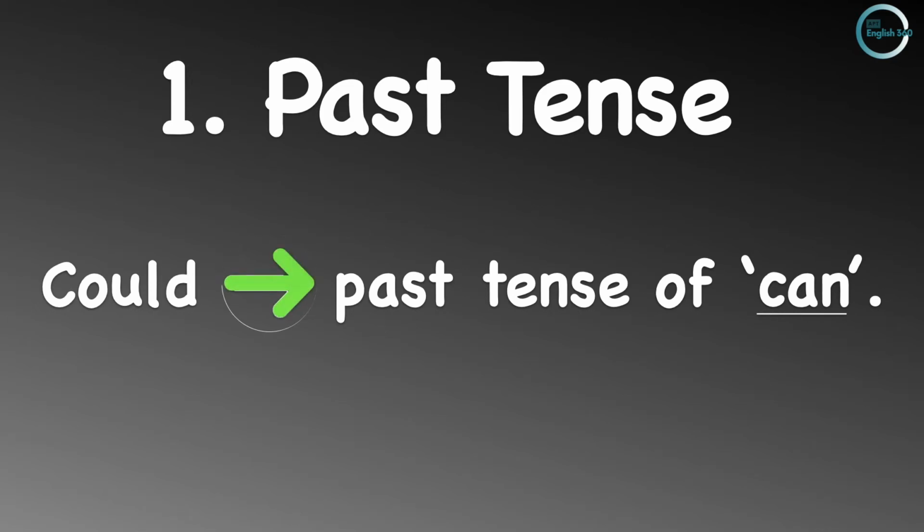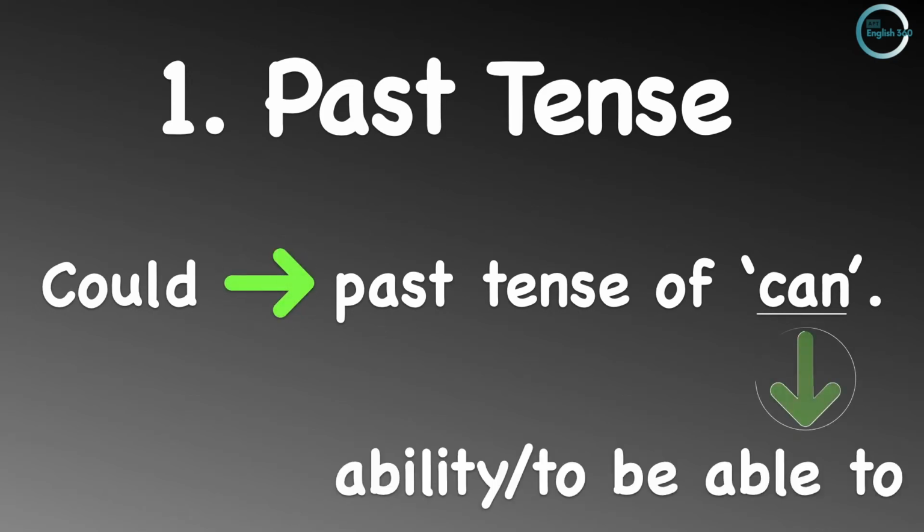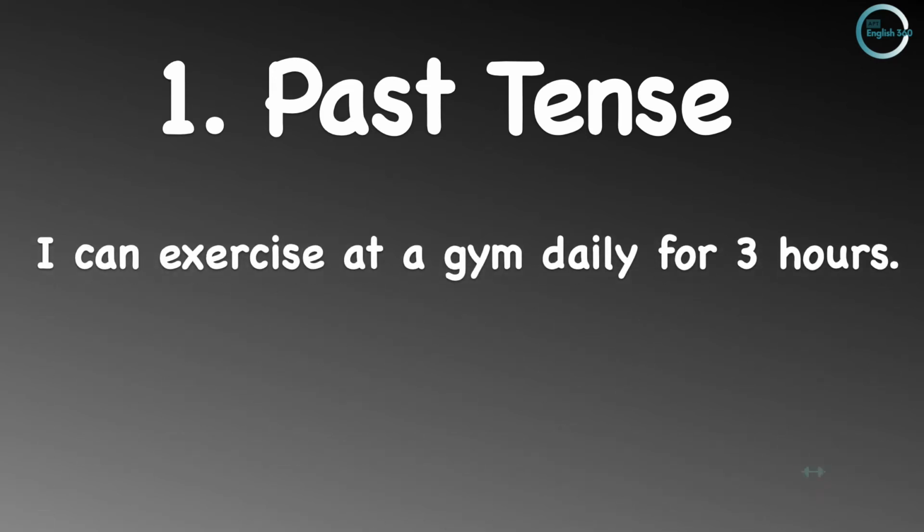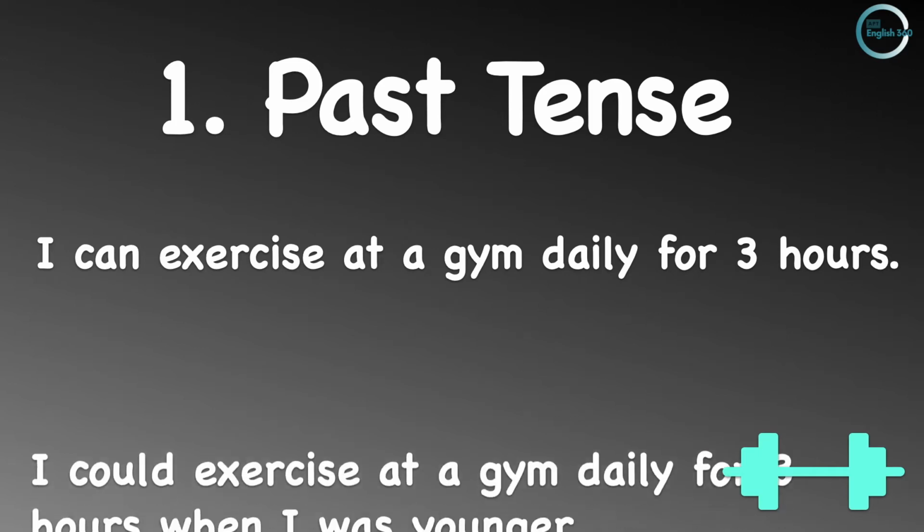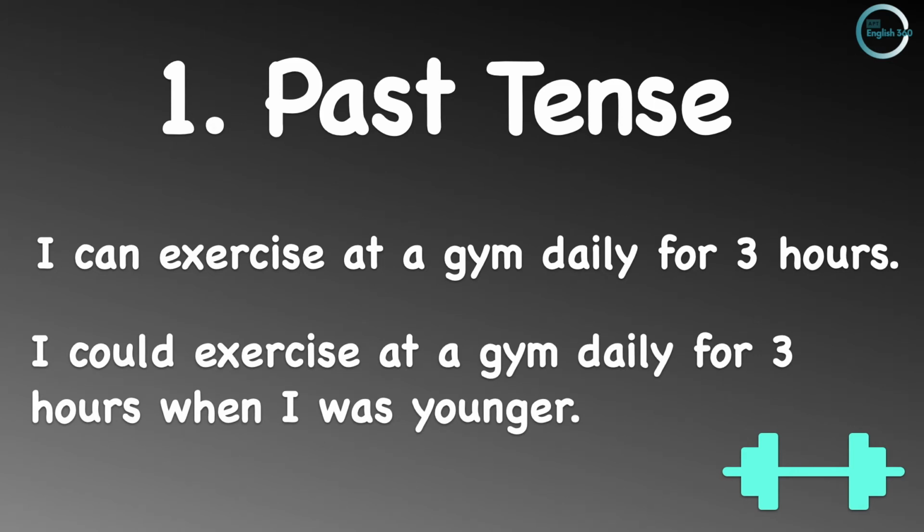Could is a past tense of can, and can talks about the ability to be or to do. So as a past tense, could refers to the ability in the past. For example, I can exercise at a gym daily for 3 hours. I could exercise at a gym daily for 3 hours when I was younger. So I'm saying to someone that I was capable, I was able to exercise in a gym for 3 hours when I was younger. So that means that I'm not able to do so anymore. So I could exercise at a gym daily for 3 hours when I was younger.